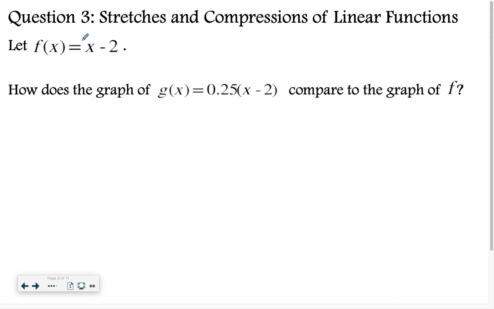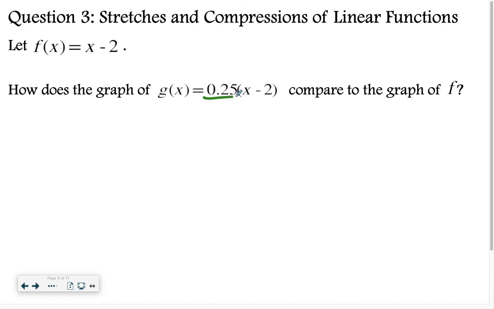All right, knowing the information I just gave you, let's let f of x equal x minus 2. How does the graph of g of x equals 0.25 times the quantity of x minus 2 compare to the graph of f? So I want you to think, okay, is this going to be a horizontal or vertical? And is it going to be a compression or a stretch? That's what I'm looking for here. Good luck.